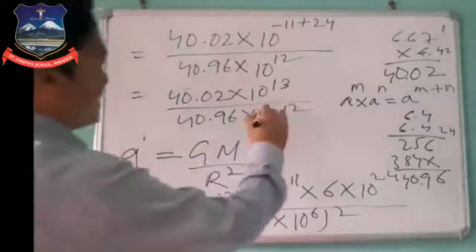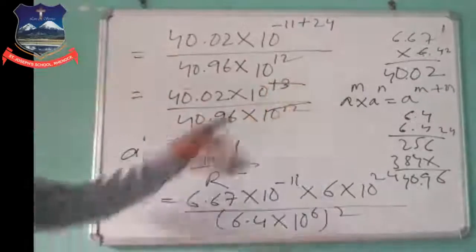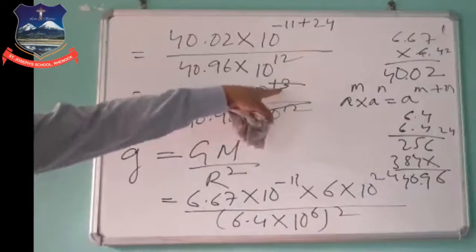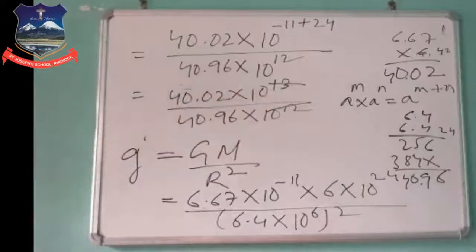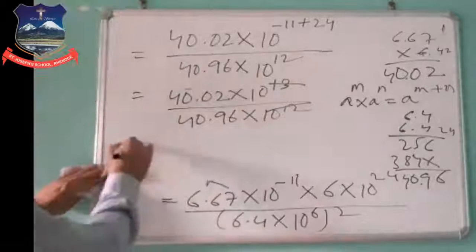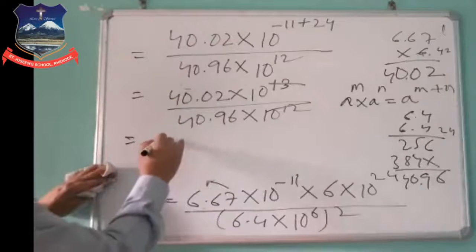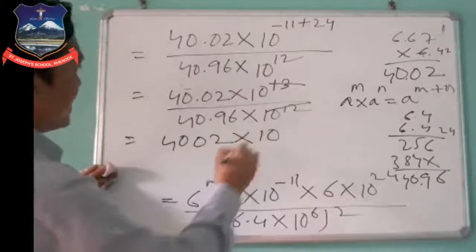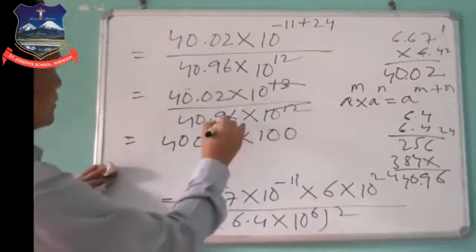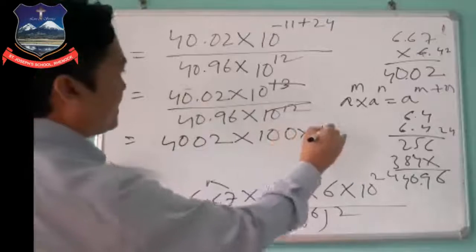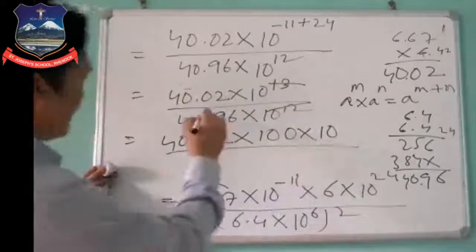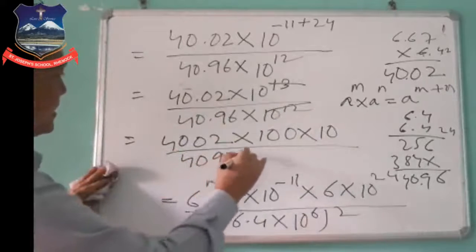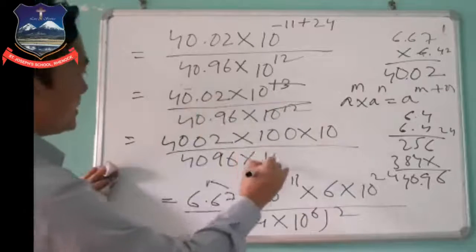Okay, now what will happen? This 10 to the power 12 and this cancel. 10 to the power 13 cancels with 12, and 10 will cancel, only 1 will remain here. In the next line, we remove the decimal here. 4002 into 10, the 100 will go up and 10 will come here, divided by 4096, with 2 zeros, that is 100, coming here.